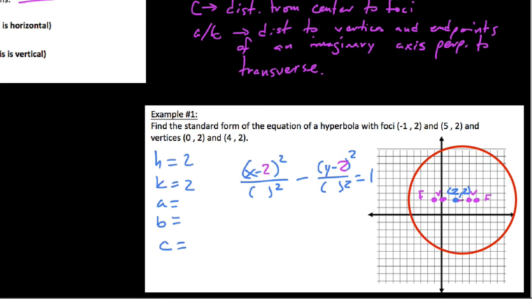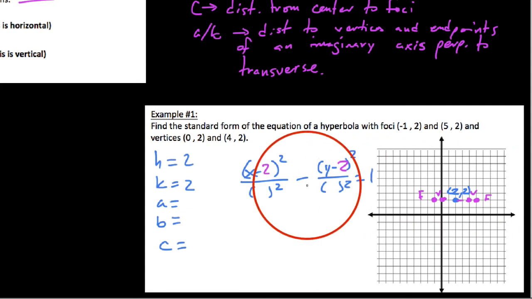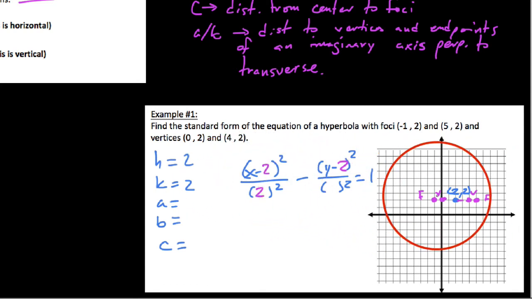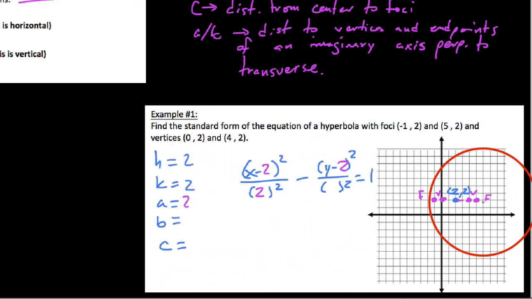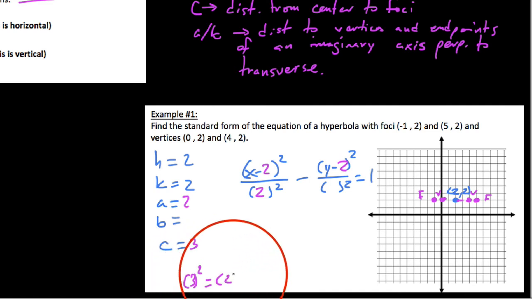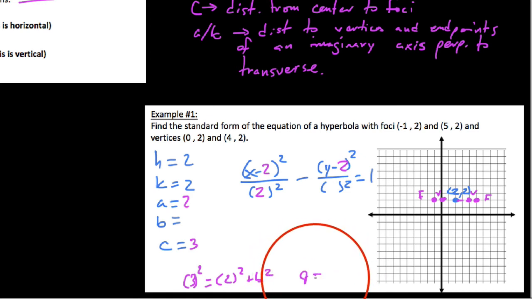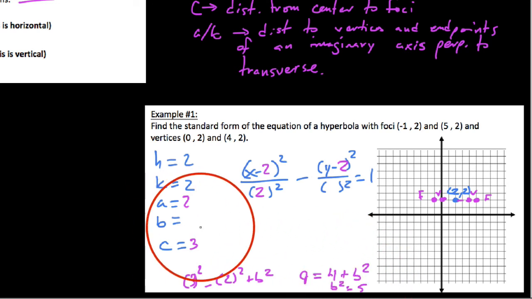In this case, 1, 2. It took me 2 spaces to get from the center to a vertex in an x displacement, or horizontal displacement. So I'm going to say 2 here. And in terms of up and down, I don't know what b is. I really don't. I know a is 2, but I do know that c is the distance from here always to a focus, and that distance here is 3. So I get 3 squared, which is our c value squared, equal to a squared, which is 2 squared, plus b squared. So 9 equals 4 plus b squared. It follows that b squared is equal to 5, and b is root 5.